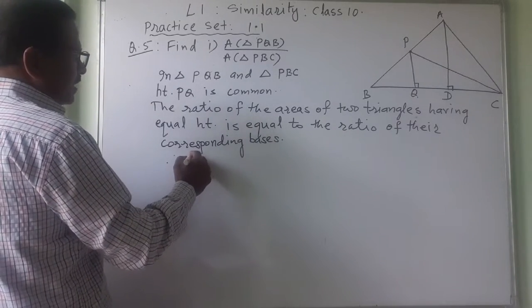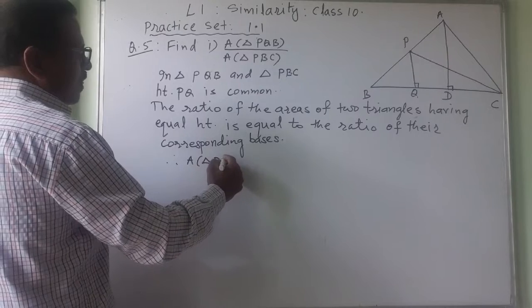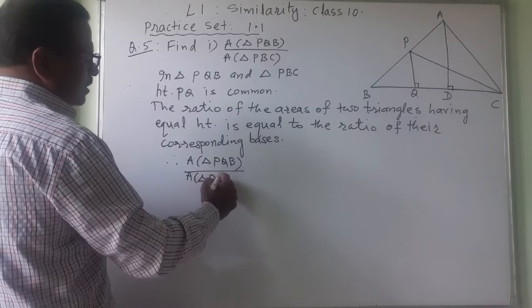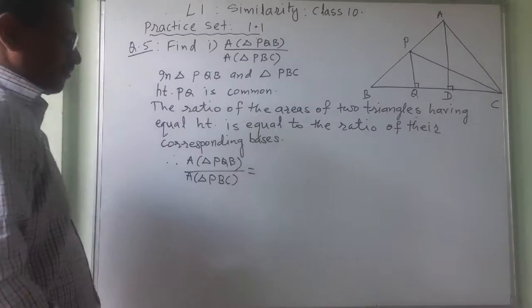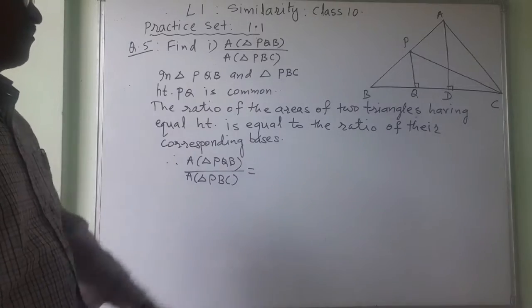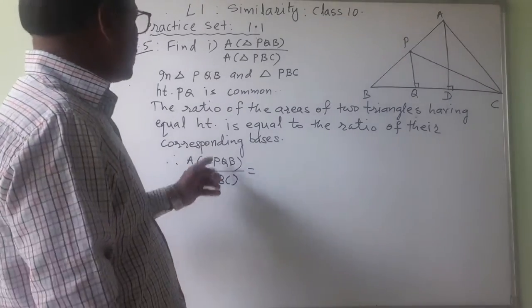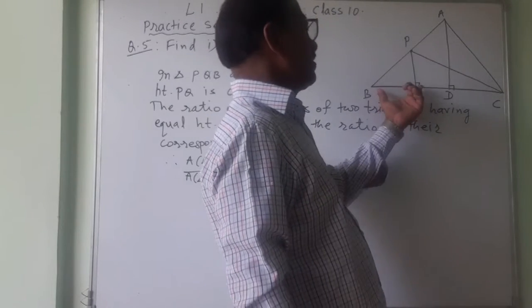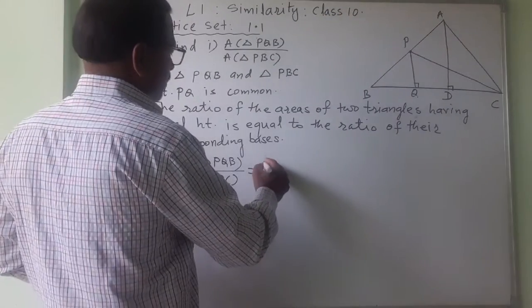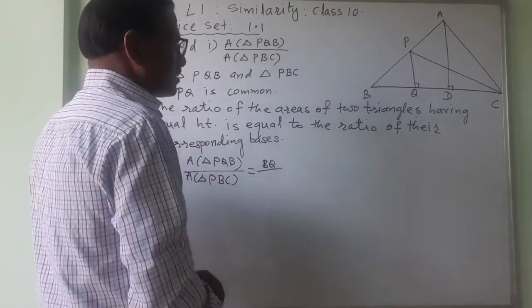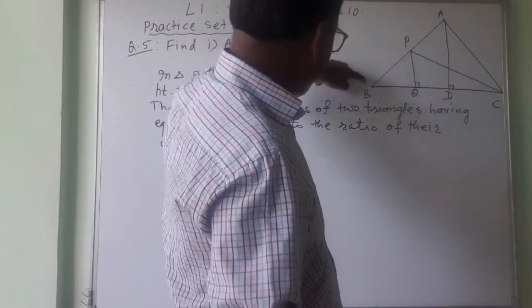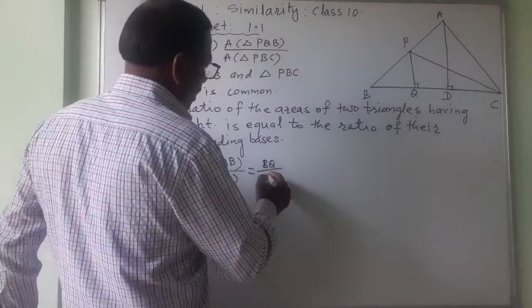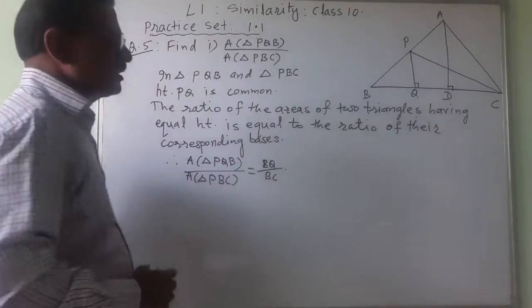Therefore, what is asked? Area of triangle PQB upon area of triangle PBC is equal to... the height is the same for them. Now which are the bases? For PQB, if PQ is the height, then the base is BQ. For triangle PBC, this is the height, so BC is the base. So this is the answer for 1.